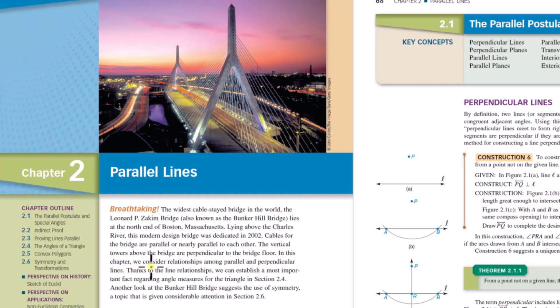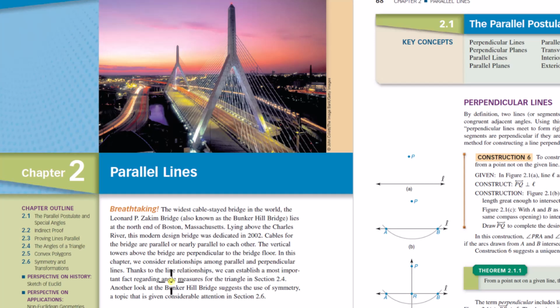In this chapter, we consider relationships among parallel and perpendicular lines. Thanks to the line relationships, we can establish a most important fact regarding angle measures for the triangle in section 2.4. Another look at the Bunker Hill Bridge suggests the use of symmetry, a topic that is given considerable attention in section 2.6. Okay, so you can definitely see these parallel cables here, pretty cool, and these towers here are perpendicular to the bridge floor.